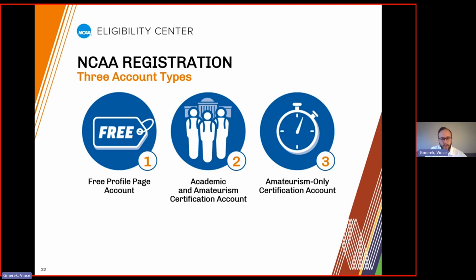So number 3 on this list is that you can register an amateurism only certification account. That would be if you only need an amateurism certification. And then the middle option, which is the normal option, is to register an academic and amateurism certification account. And again, just double check with the NCAA school you want to attend so that they can tell you exactly the type of account that you need.